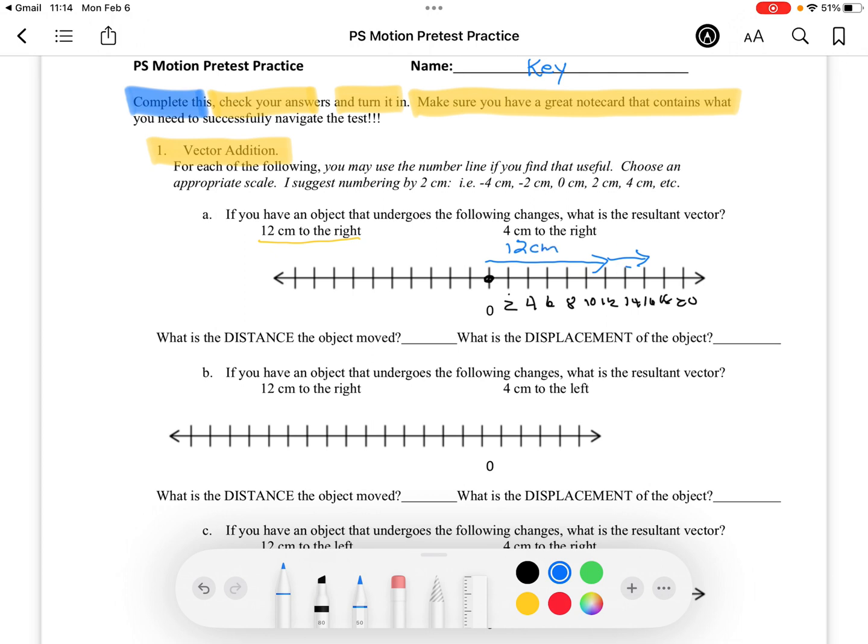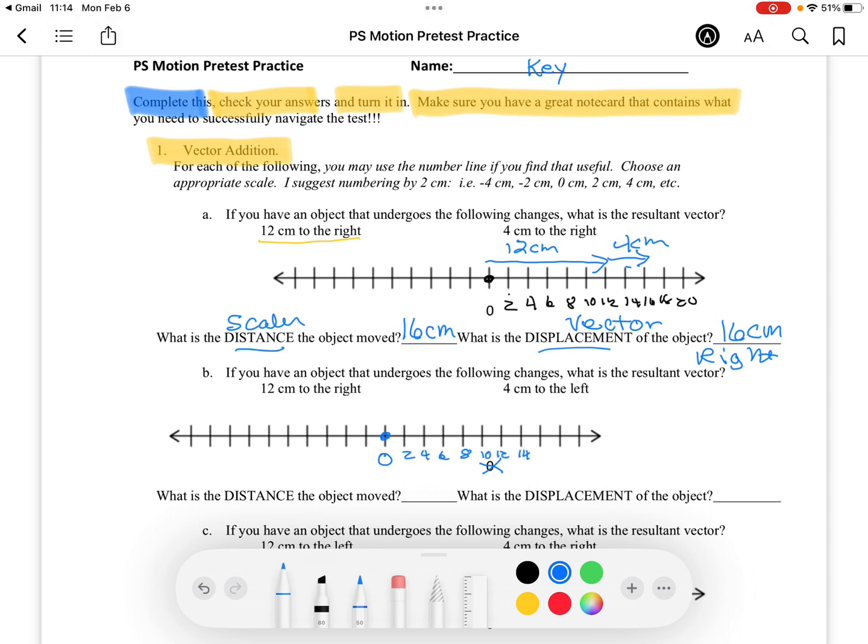Let me switch colors here. We're going to move 12 to the right, and then I'm going to move 4 more to the right. So we've moved 12 centimeters and we've moved 4 centimeters. The distance the object moves is 16 centimeters and the displacement is 16 centimeters to the right. Don't forget, displacement is a vector and distance is a scalar quantity. So that's our first one.